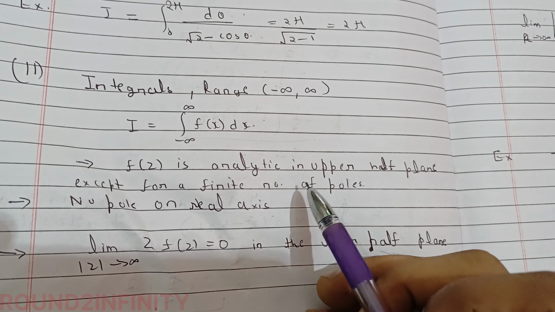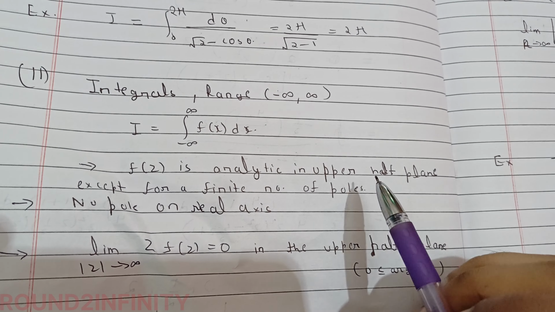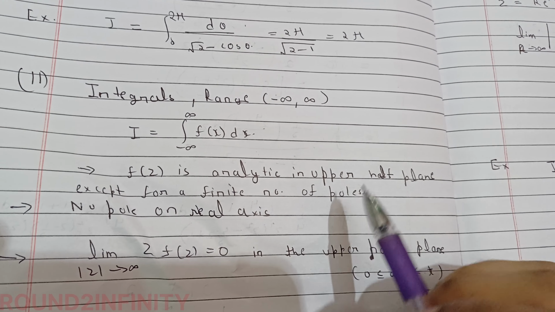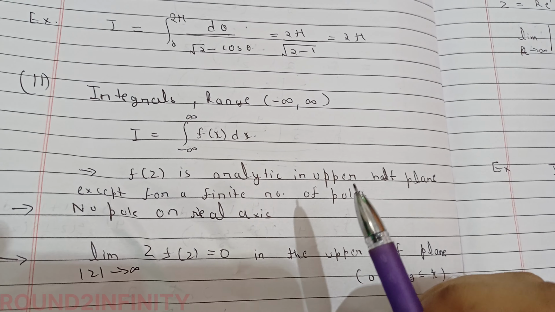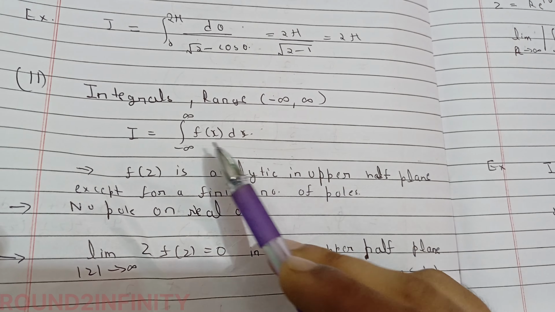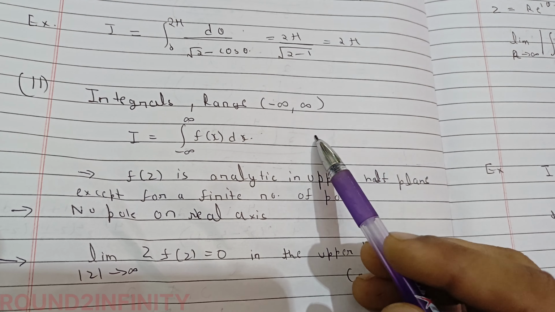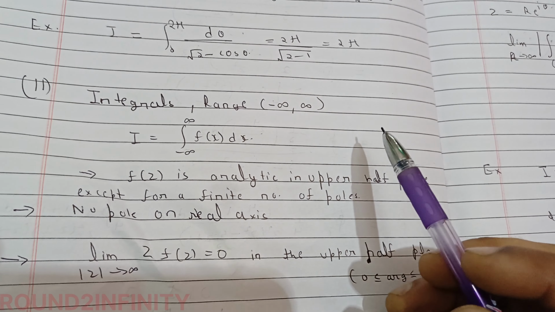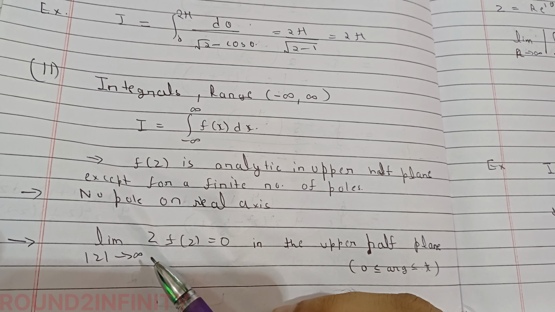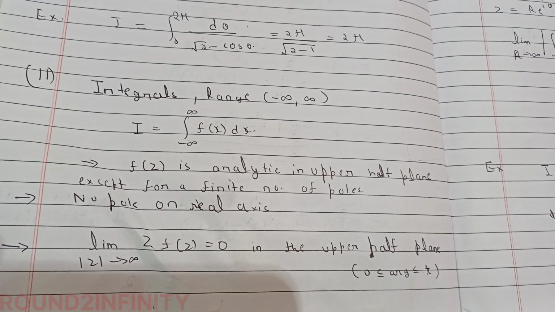So f(z) is analytic in the upper half plane. When you make this upper half plane, then f(z) should be analytic in the upper half plane except at a finite number of poles. Means at some points you will have singularity, and no pole on the real axis. On the real axis there will be no pole because it is the x-axis and there is this upper half plane. So it can be non-analytic at some points, but it will be analytic at all other points. And this condition also should be satisfied: when z tends to infinity, then z f(z) should be equal to 0 in the upper half plane.